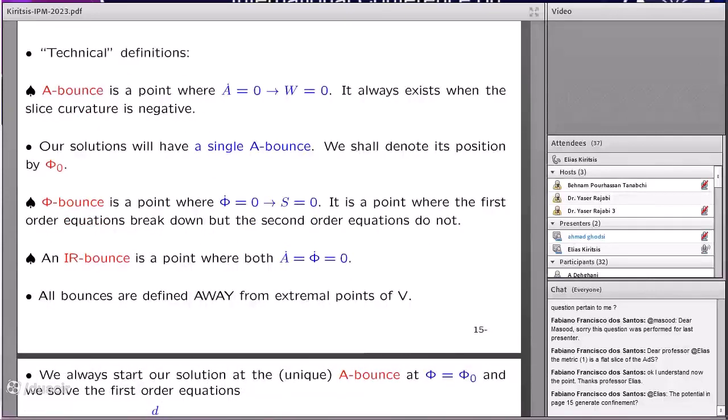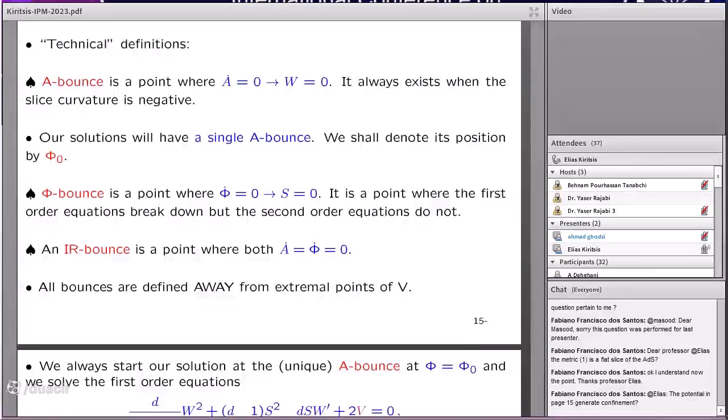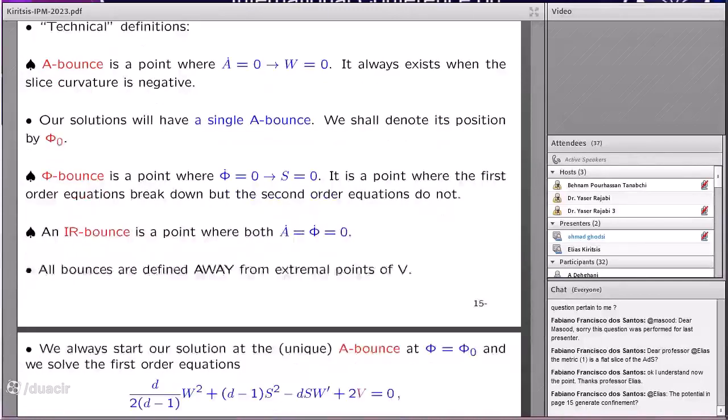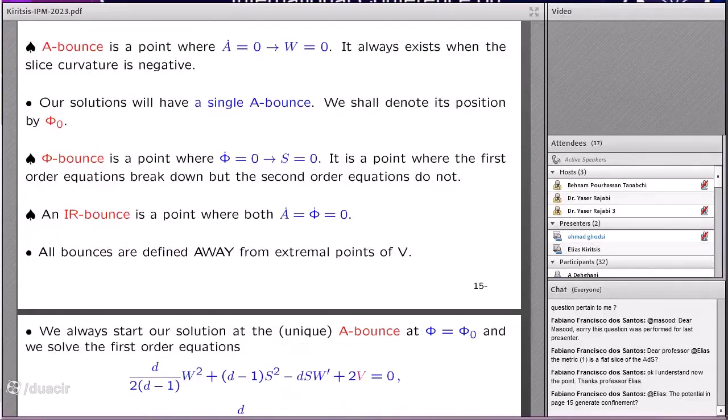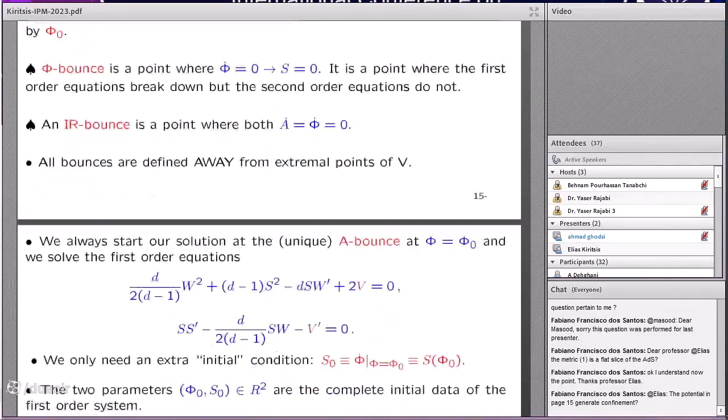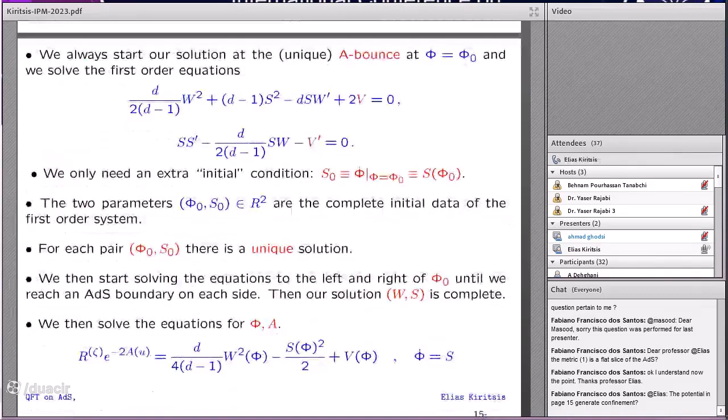I will also use the word phi bounce. Phi bounce is a point where phi turns direction. Phi dot is equal to 0, which means my function s, which is equal to phi dot, is equal to 0. And it's a point where, of course, the first order equations break down, but the second order equations do not. So I don't worry about this. And finally, I will use the word IR bounce to mention a bounce which is both at the same place, an A and a phi bounce. That is, both A dot and phi dot are 0 at the same place. So this is a definition, and I should say that all of these definitions are defined away from the extremal points of the potential.